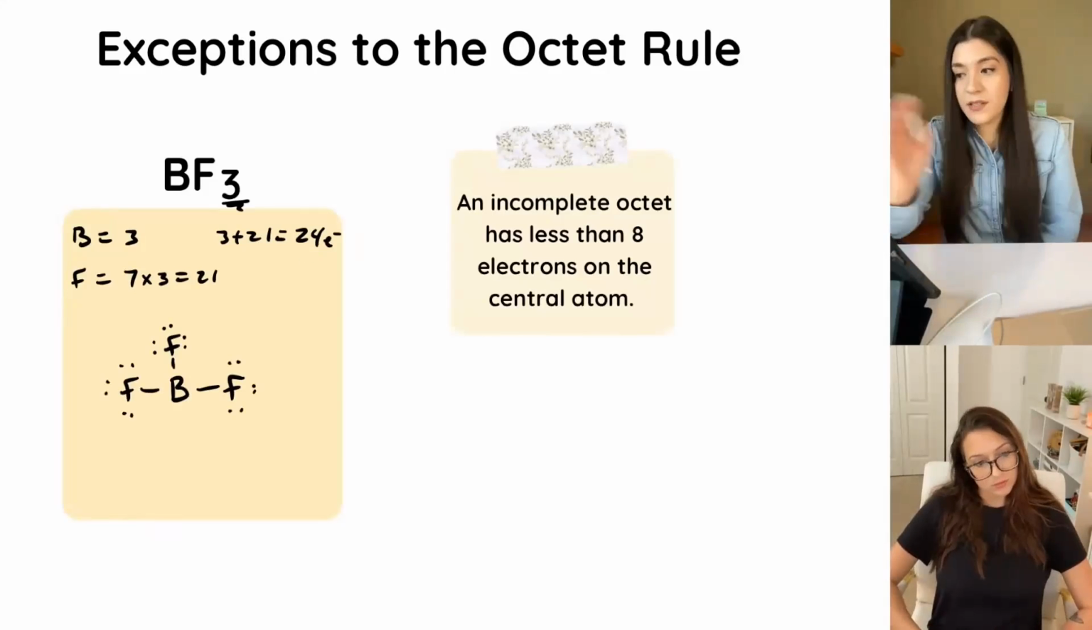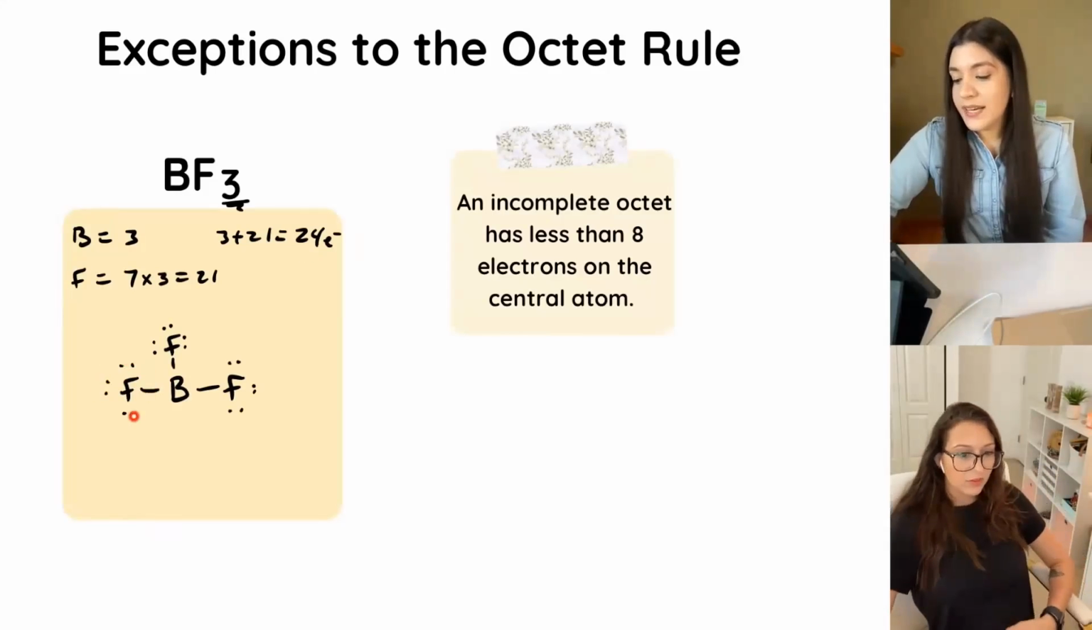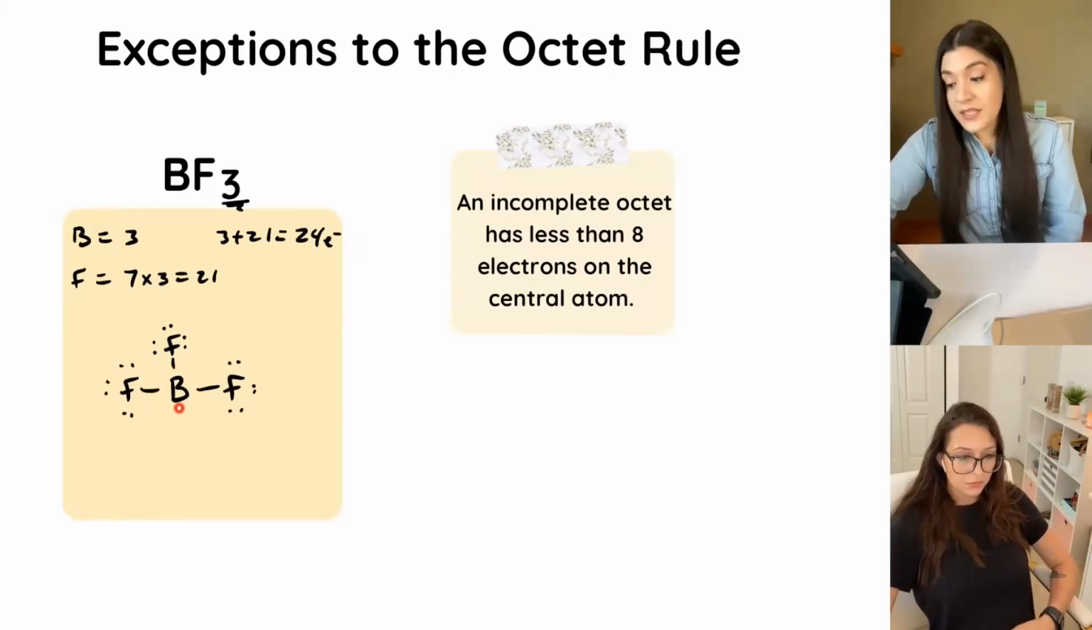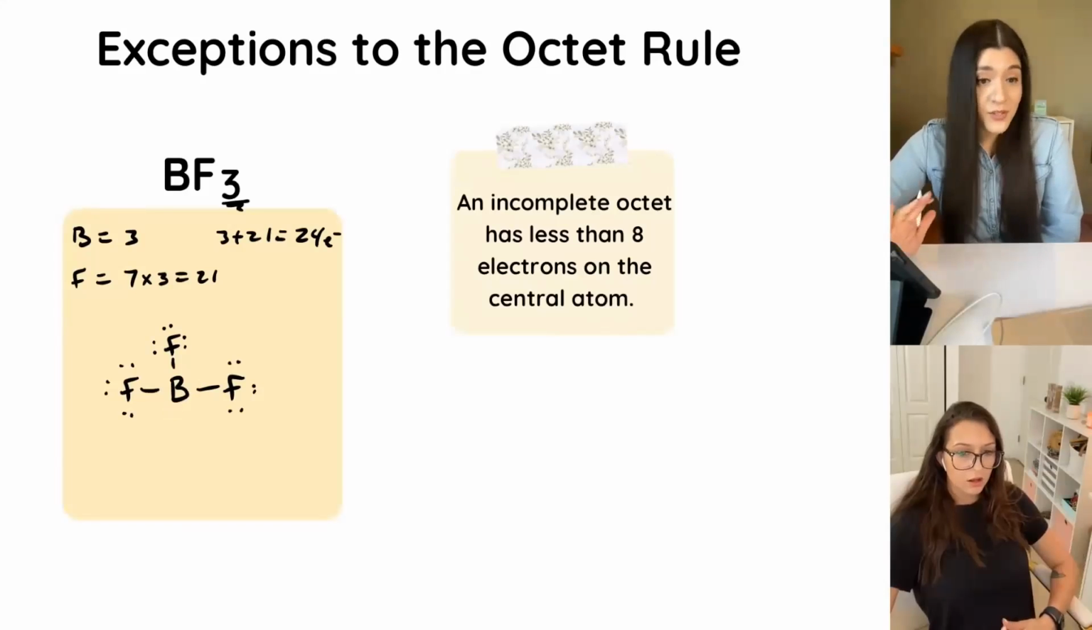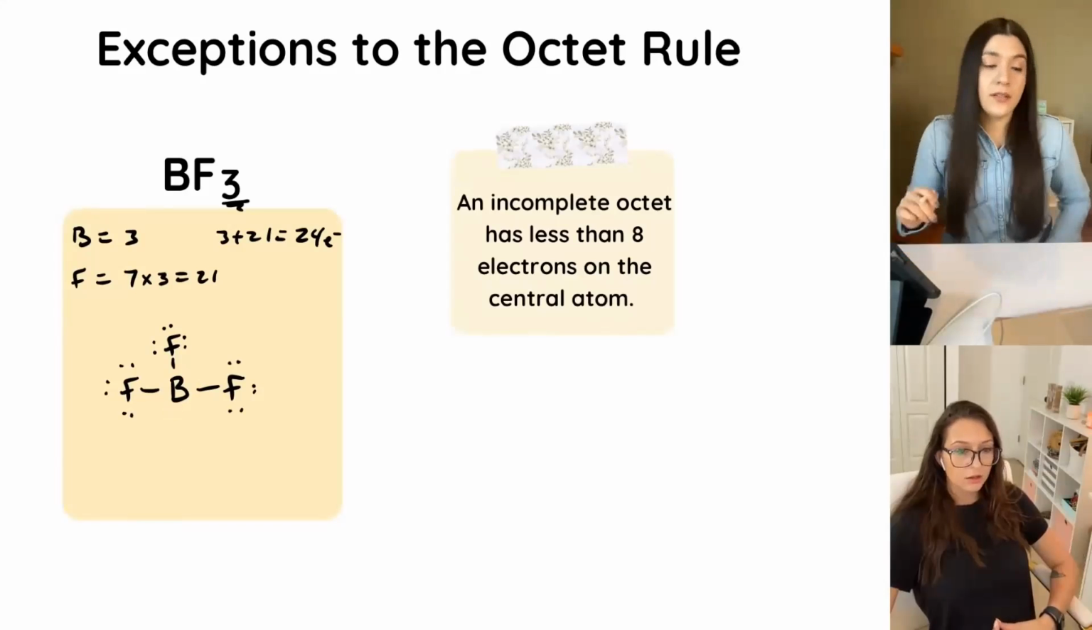So how I could easily do this is just by seeing that this is 2, 4, 6, 8. So this is 8. This is also 8. 8 times 3 does give us 24. So that checks out. But I know that this is an incomplete octet because there's only 2, 4, and 6 valence electrons on that central atom. But it's happy. It's totally fine. So we would just leave it like that. That is the best structure. That is the correct structure.